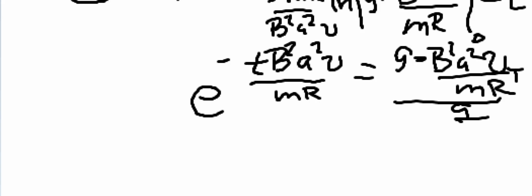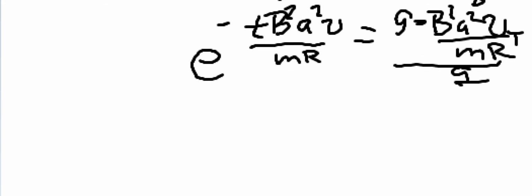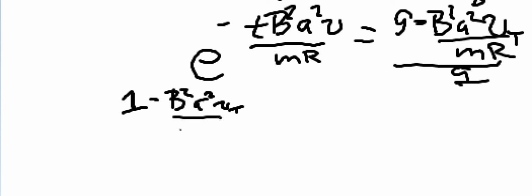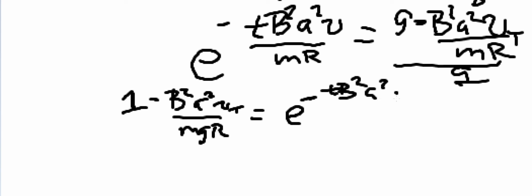Apologies, my battery died, so that was weird. Anyways, let's continue this lovely problem. I don't know why I chose this problem. So we have 1 minus B squared a squared vt over mgR, which is equal to e to the negative t B squared a squared v over mR.